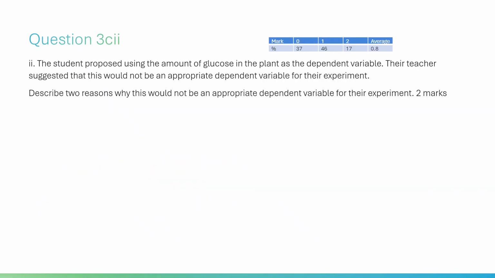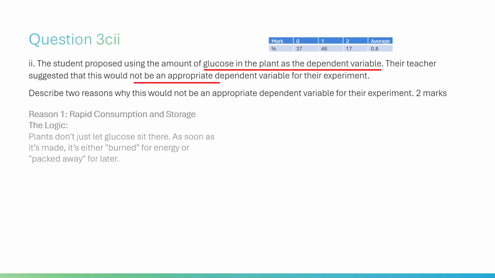In a VCE exam, simply saying it changes isn't enough. Students need to point out that glucose is unstable and temporary. Reason 1: rapid consumption and storage. The logic: plants don't just let glucose sit there. As soon as it's made, it's either burned for energy or packed away for later.